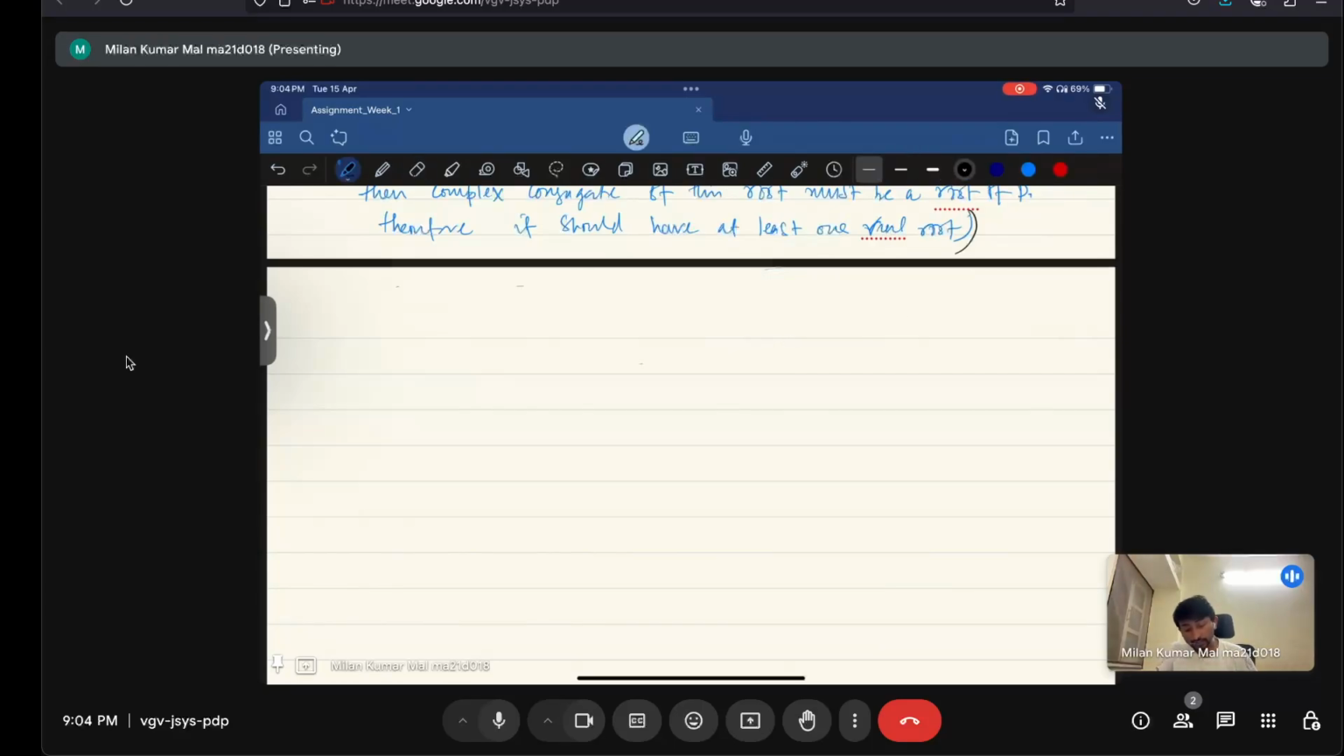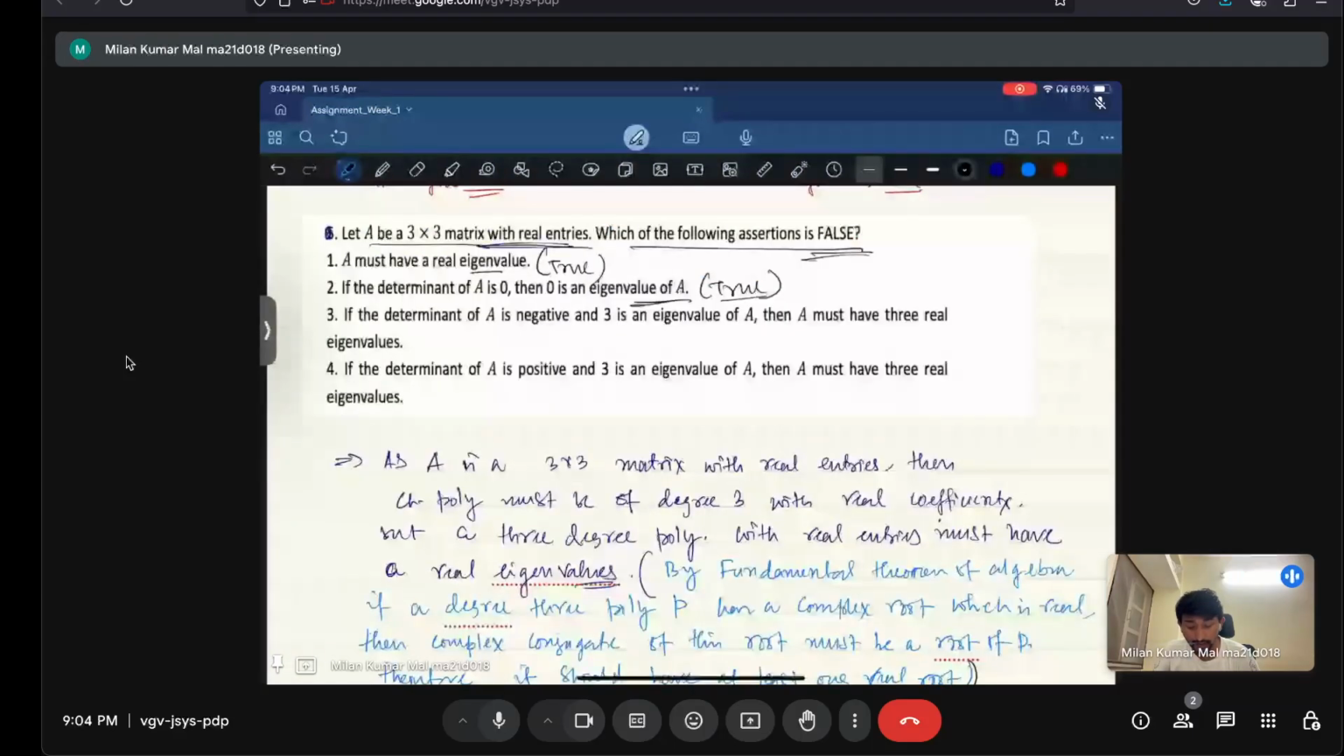What does the third option say? If the determinant of A is negative and 3 is an eigenvalue of A, then A must have 3 real eigenvalues. That need not be true. Why need that not be true?